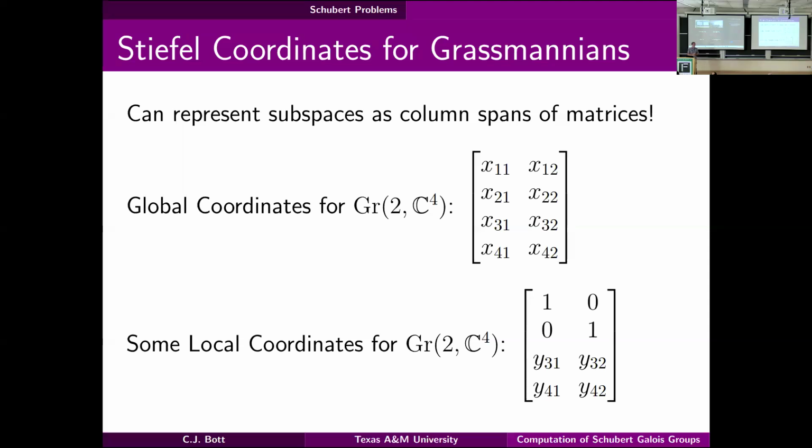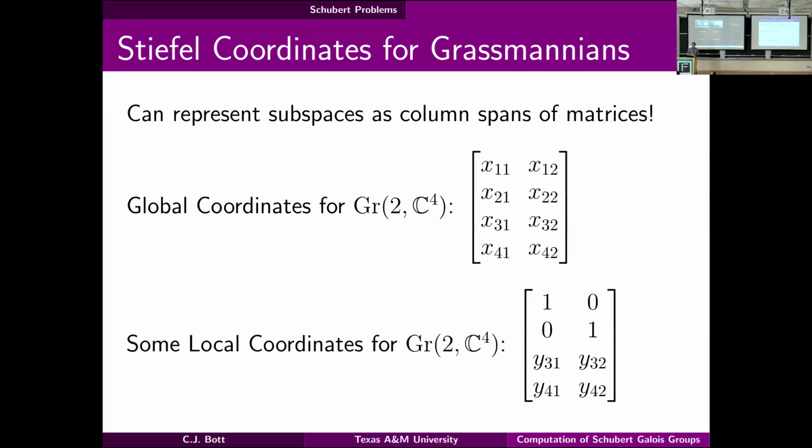What is a 2-plane? Well, I can choose a basis for it, right? So I can instead represent it as a 4×2 matrix. And the column span recovers the 2-plane that I'm interested in. Now, this is a non-unique way to represent an element of the Grassmannian. Just like projective space, where we have homogeneous coordinates, they're not unique, right? Here we have, again, a non-unique representation of elements of Grassmannians.